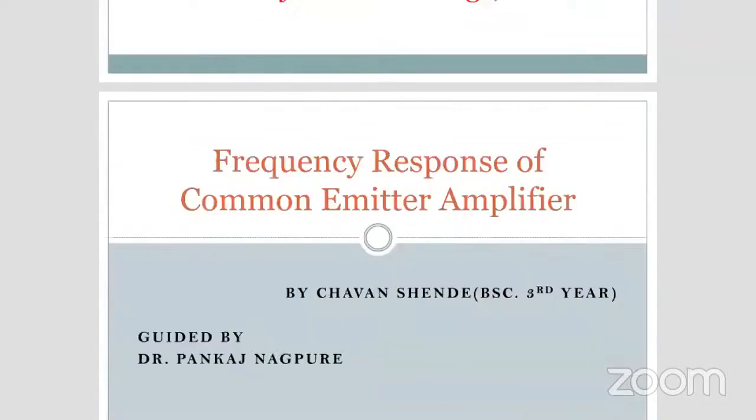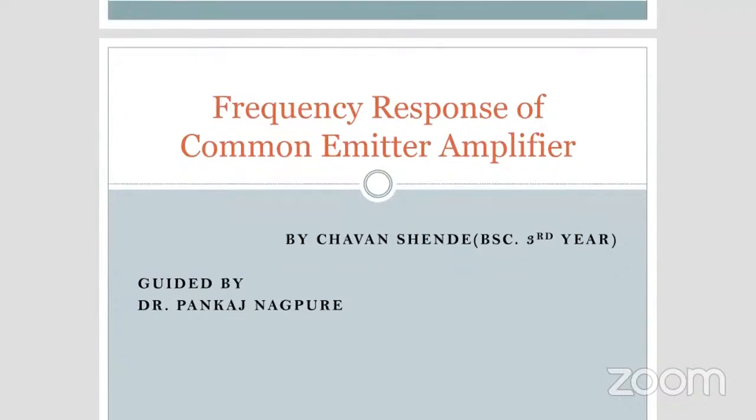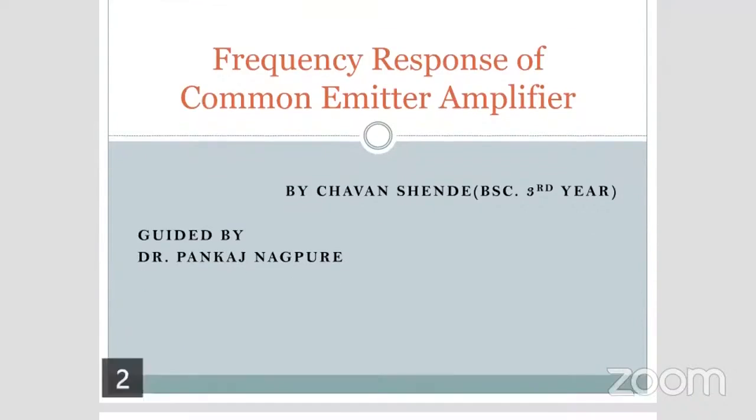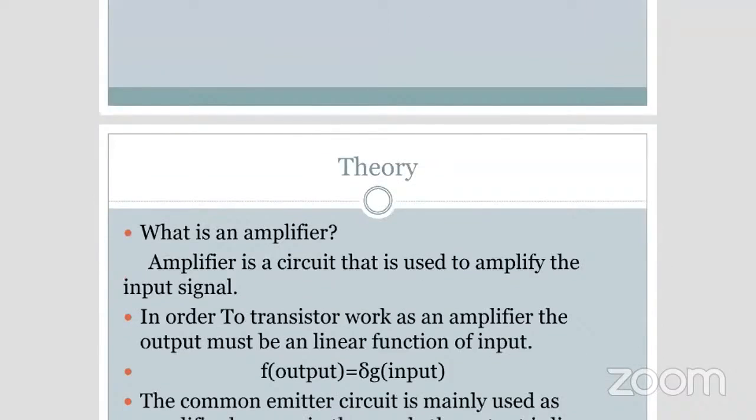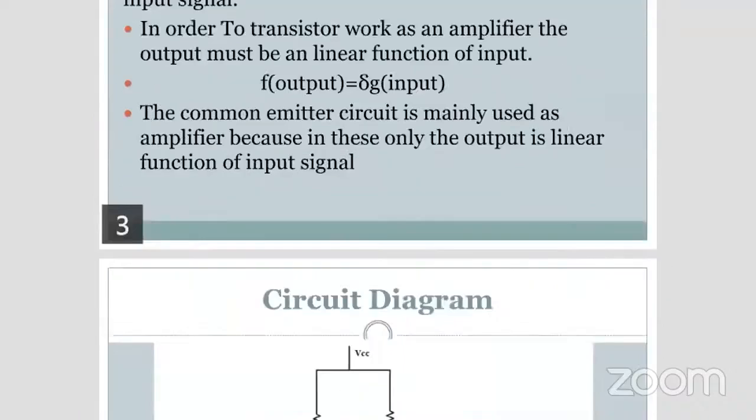So today, what I'm going to do is a simple experiment actually. It's a frequency response of a common emitter amplifier. So basically, I'm going to define in this what is an amplifier, what are the frequency responses, and what is actually a transistor doing in this circuit. So let me move on to a circuit diagram first.